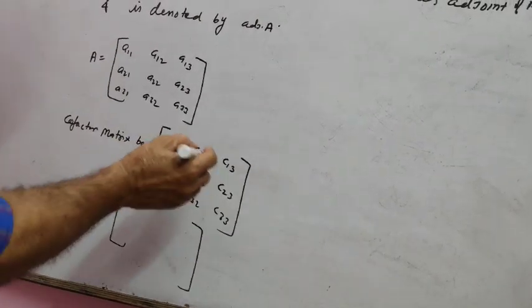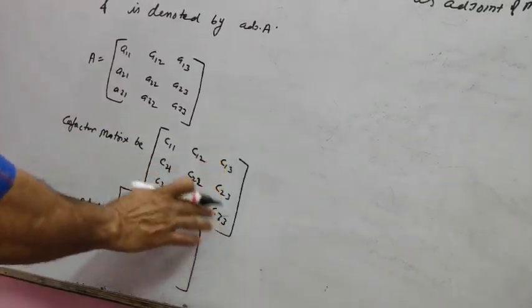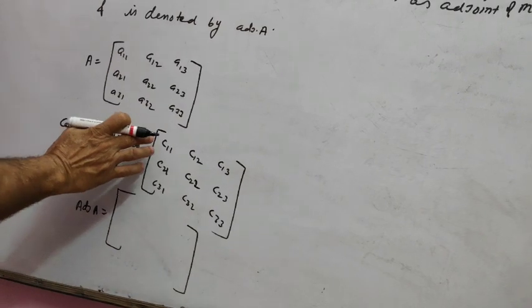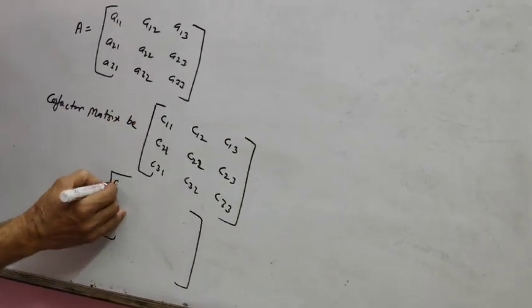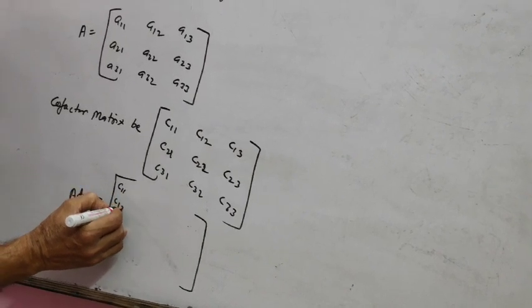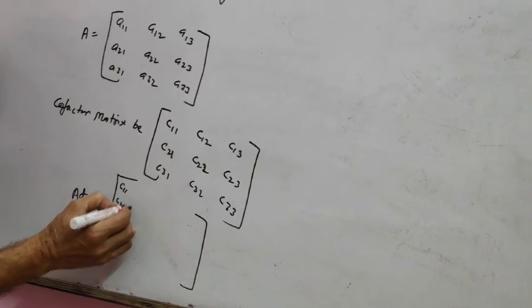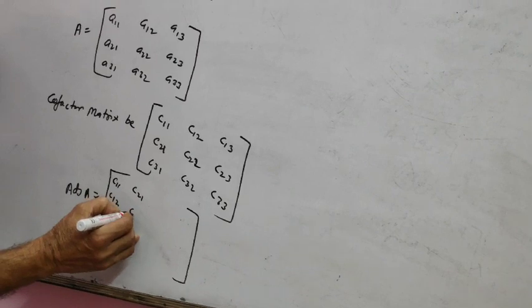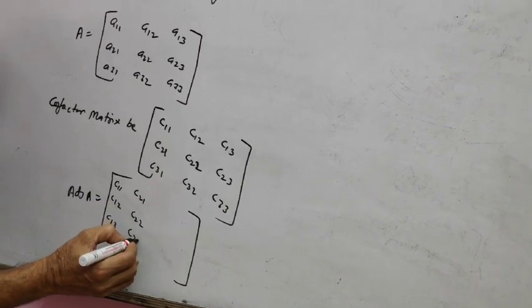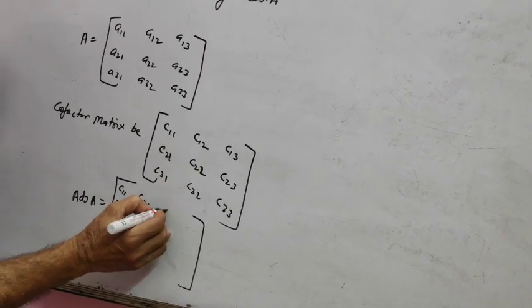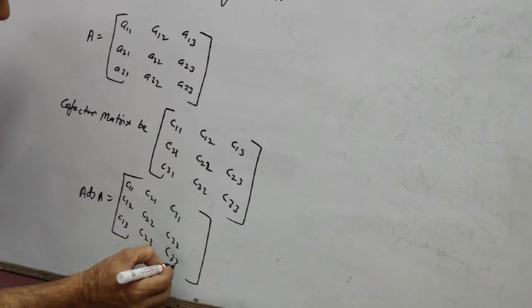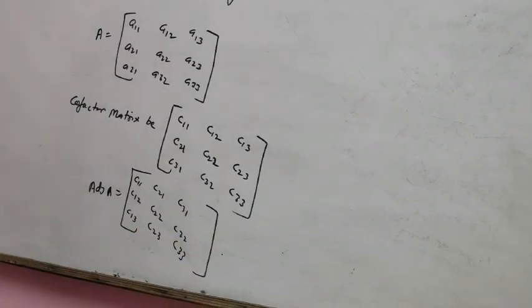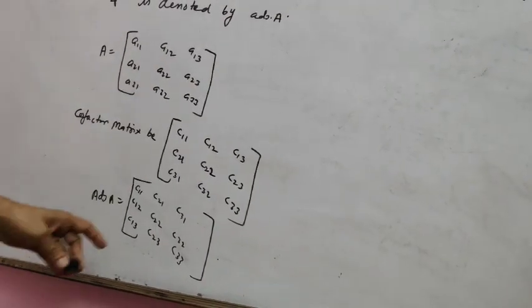That is, transpose means changing rows into columns or columns into rows. So change the first row into the first column, that is C11, C12, C13, then C21, C22, C23, C31, C32, C33. This is the adjoint of matrix A.